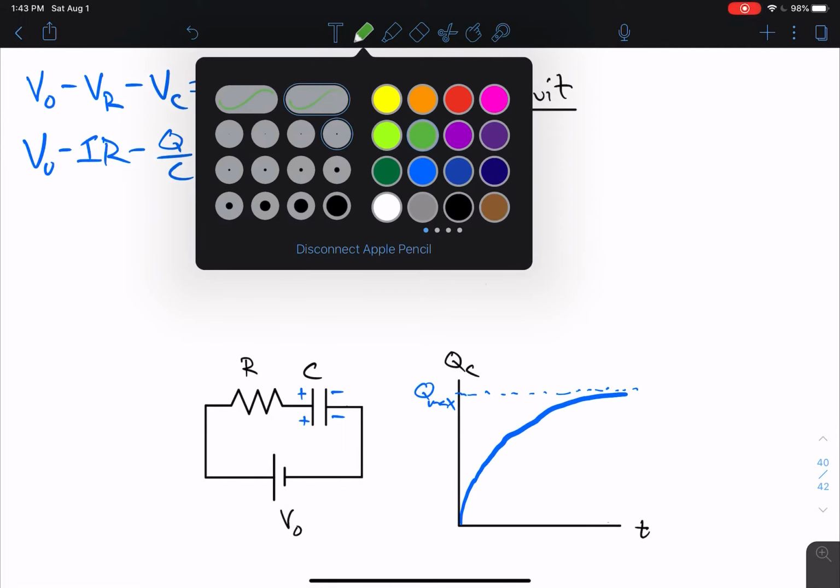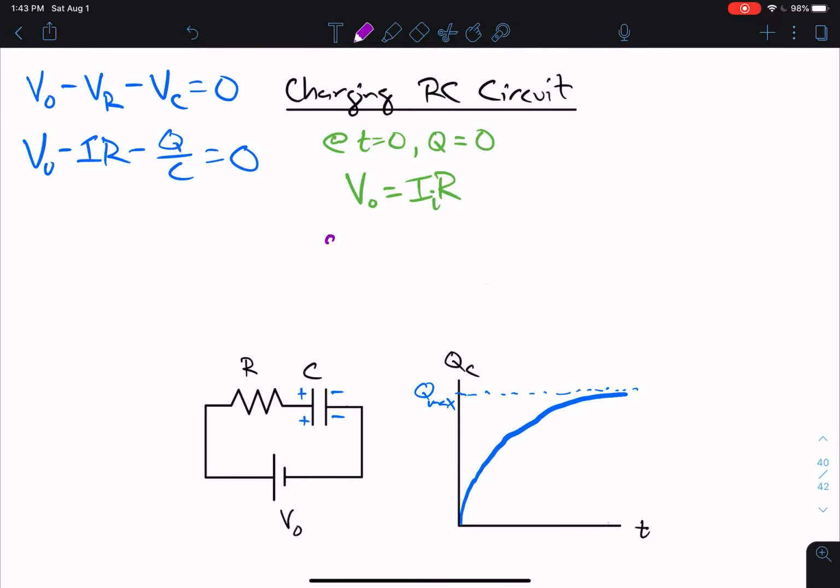Let's look at a different situation. We'll look at when t equals infinity. So in that case, that's when Q is going to equal Q max. Now, important to remember that I is delta Q over delta t. So the slope of this graph tells me the current. Well, you can see that up here, this is flattening out. The slope is going to 0, so the current is going to 0.